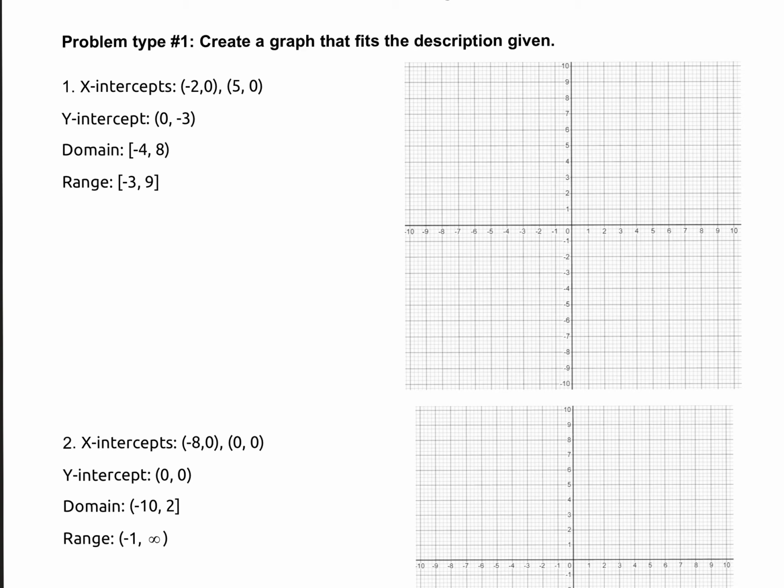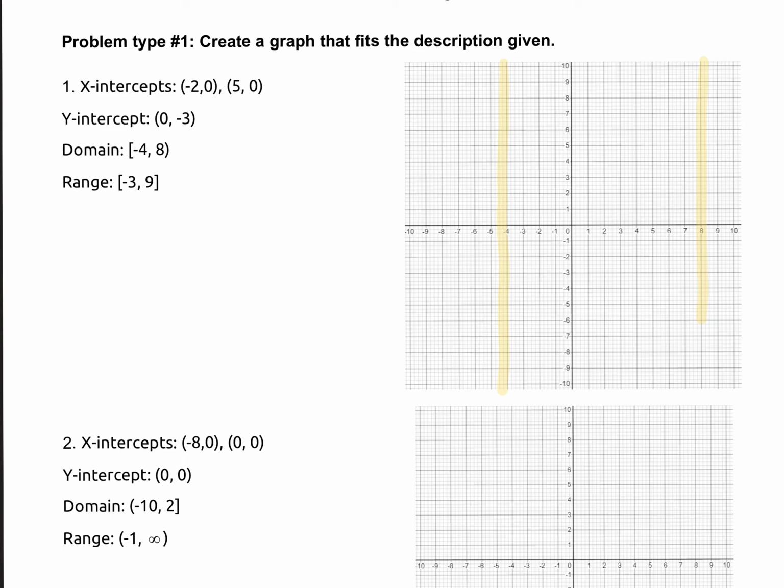All right, so when we do these, we're trying to create a graph that fits the description given, and it must be a function. So I like to sort of box out where my function should live, and I know that the domain goes from -4 to +8. So I'm going to say it has to stop here at -4. Let me make that a little bit thinner here. -4, and it goes to +8.